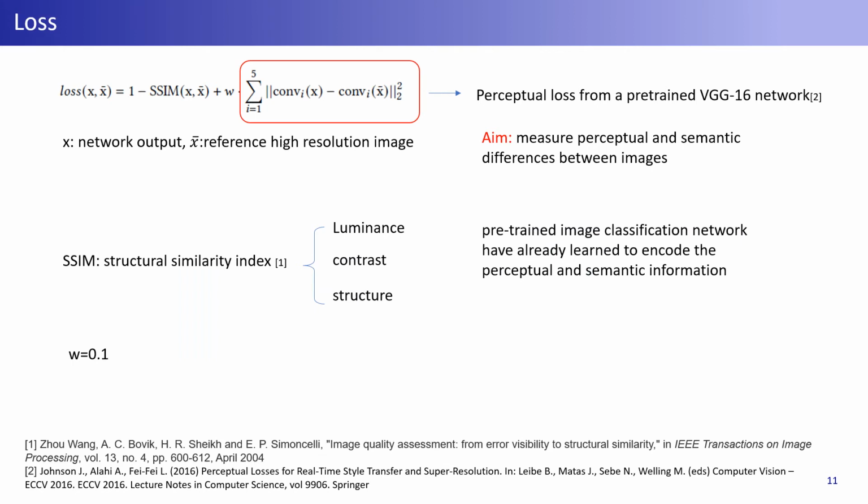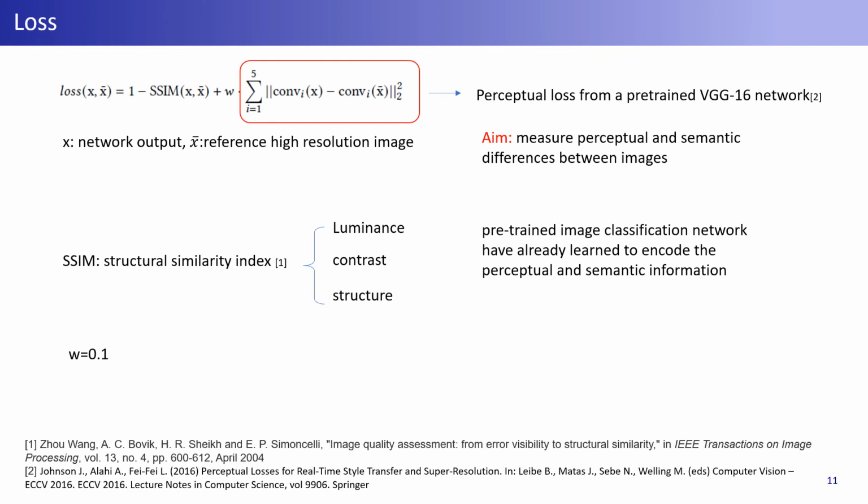Now comes the loss functions. The loss function is constructed of 2 parts. One is the structural similarity index and the other is perceptual loss. I will introduce them one by one briefly. X here means the network output, X bar means the ground truth. For the structural similarity index, they compare luminance, contrast, and structure. The structure here mainly means the mean square error of normalized images. For more information, you can refer to reference one.